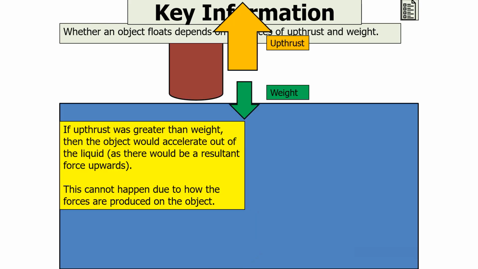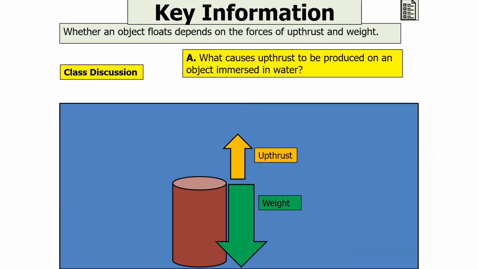Now if the upthrust were greater than the weight, then the object would accelerate out of the liquid as there would be a resultant force upwards, but this can't happen due to how the forces are produced on the object, and upthrust would only be produced when submerged in the fluid. So what actually causes upthrust to be produced on an object immersed in water or a fluid? Well, it's linked into what we've just looked at.